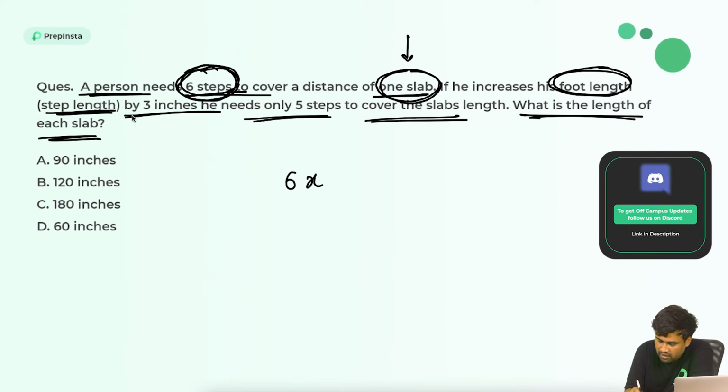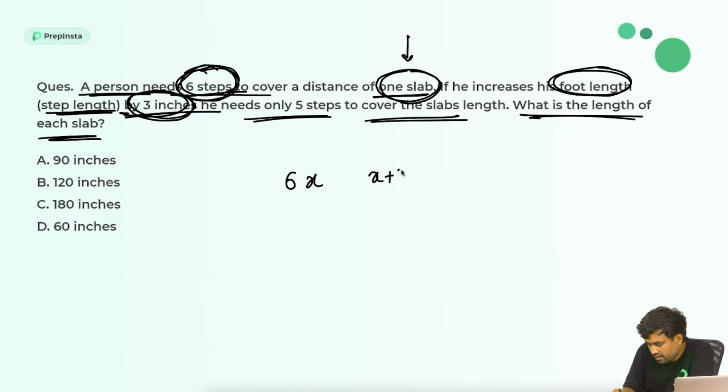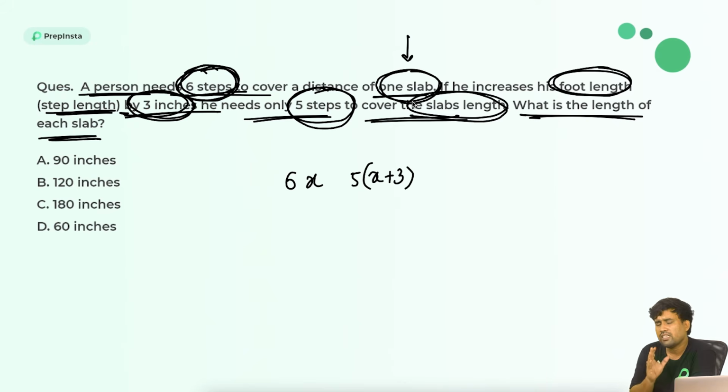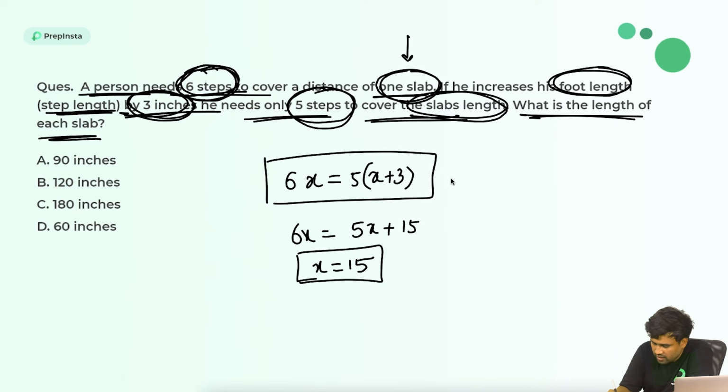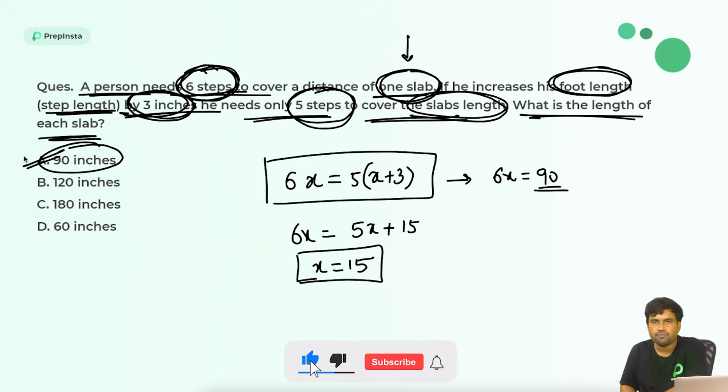And it is given that if he increases his foot length by 3 inches, so x plus 3, he needs only 5 steps, so into 5, and covers the slab length, the same slab length. So these both are equal. So 6x is equal to 5x plus 15, so x is equal to 15. If x equals 15, the slab length is nothing but 6x, which is equal to 90 inches. So option A is correct. So this is an easy problem.